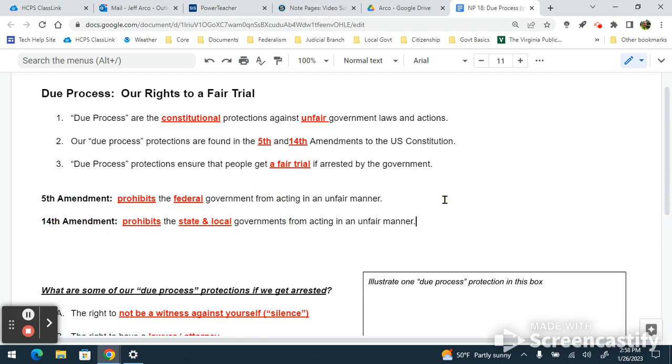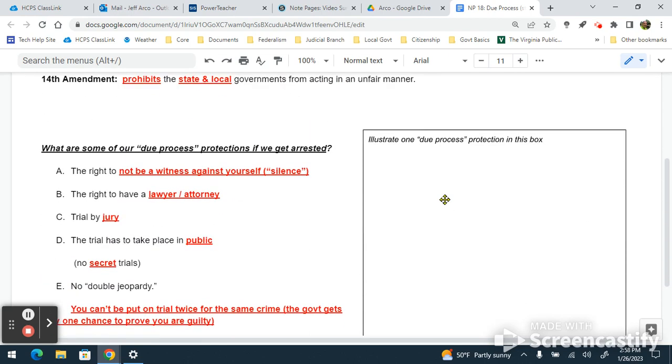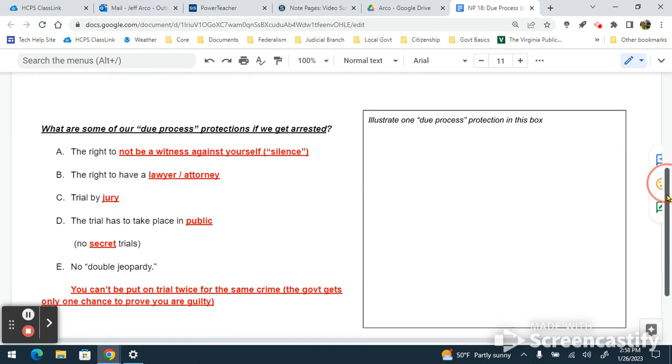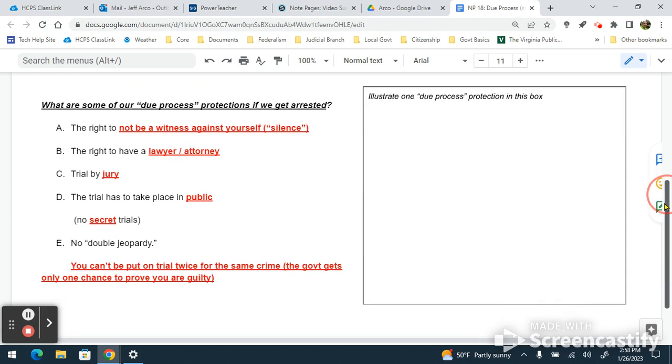There are a lot of different parts to due process. You're familiar with some of these parts through hearing what's known as the Miranda warnings. You hear that on television police shows. If you've ever heard in a show, you have the right to remain silent, you have the right to a lawyer, you're familiar with some parts of due process if you get arrested.